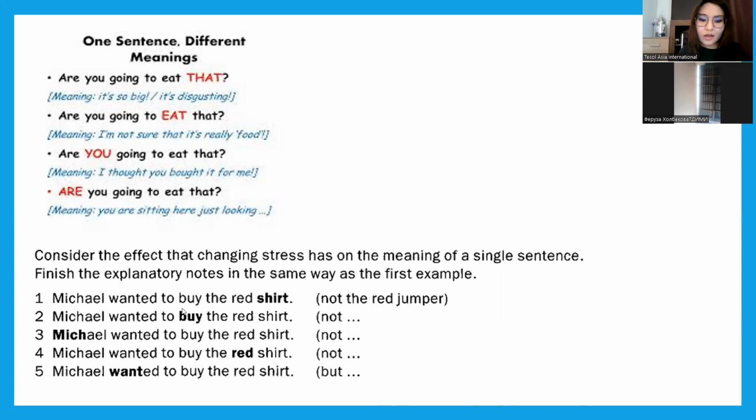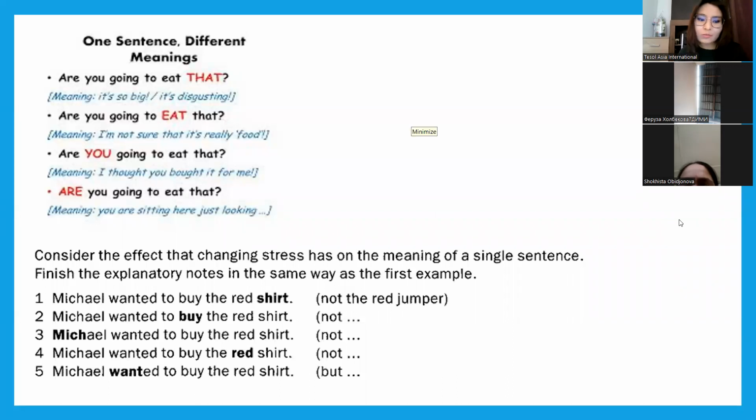What about the second? Michael wanted to buy the red shirt. How can we explain the sense here? That Michael just wants to buy, not just look or try, but buy. So the action can be seen there. Exactly. Thank you very much, Michelle Zoda.